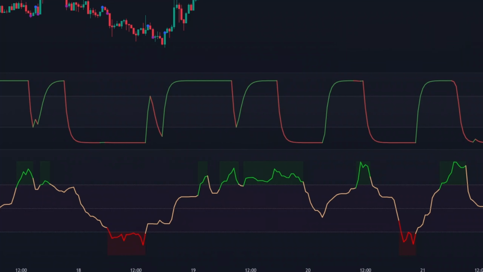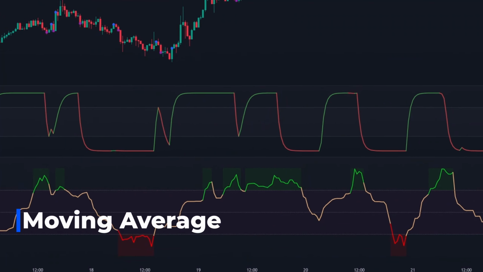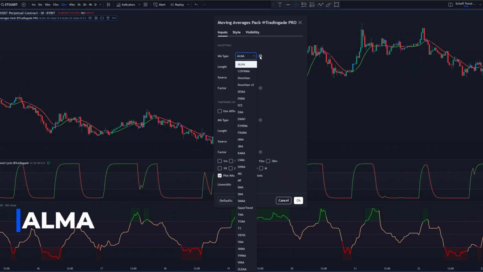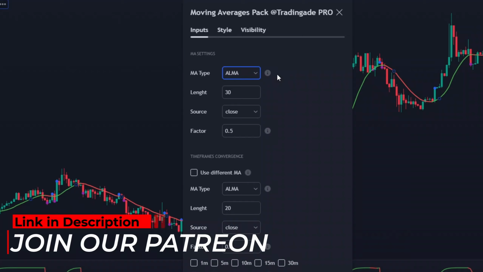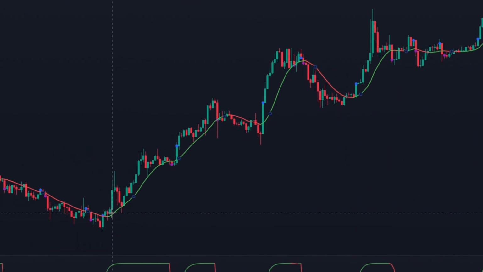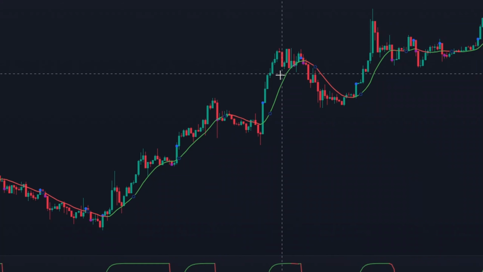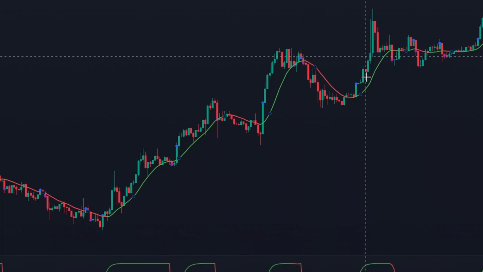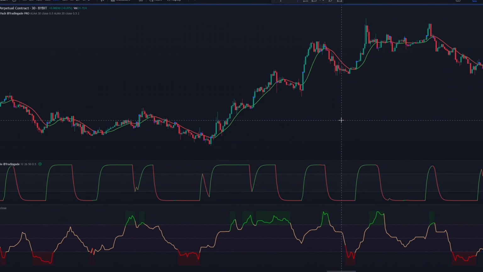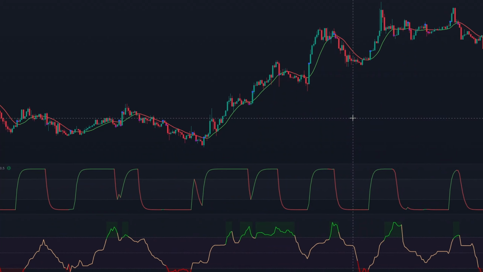Then the third and last confirmation will be based on a moving average, specifically the ALMA moving average, taken from the moving averages pack by TradingView Pro. We have set a length of 30, and we're gonna allow long positions whenever the price is above our moving average. For a short position, the price must be below our main moving average. And that's all, guys. These are all the three rules in order to generate long and short positions.